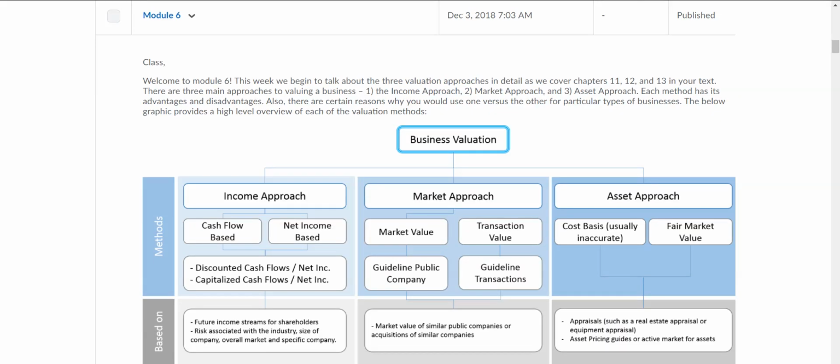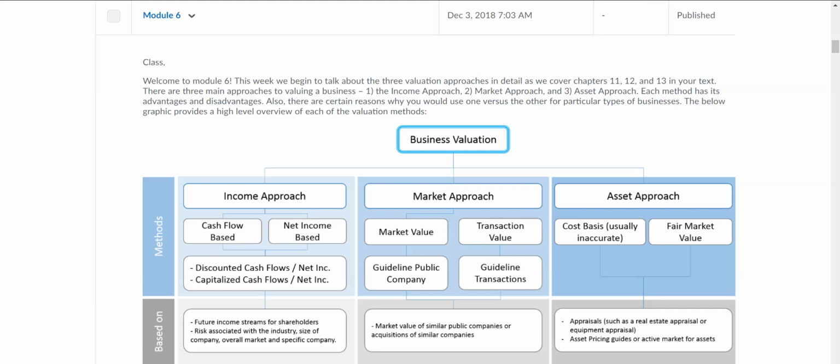All right, guys, welcome to Module 6, Week 6. This week we're going to start to talk about the different business valuation approaches. There are three: the income approach, market approach, and the asset approach. Now, we're only going to focus on the income approach and the market approach.